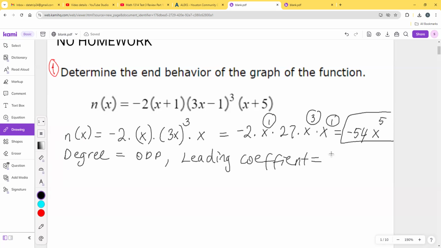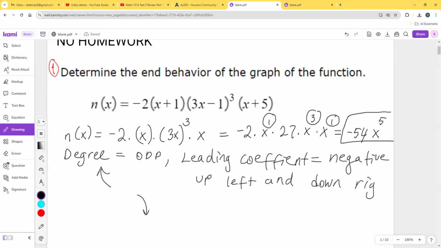So now you need to go to your chart, or you have to go to your memory, and you have to remember what happens if you have an odd degree and negative leading coefficient. You start high and you end low. So on the test, you will circle an answer choice which says up, left, and down, right. If this was a test question, for this one, you will just choose up, left, and down, right.